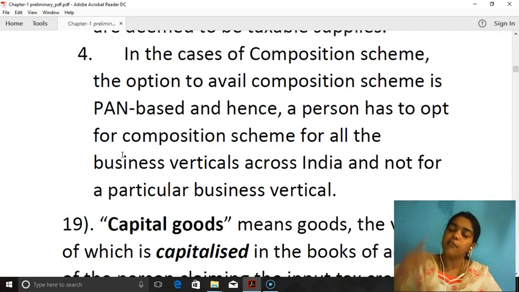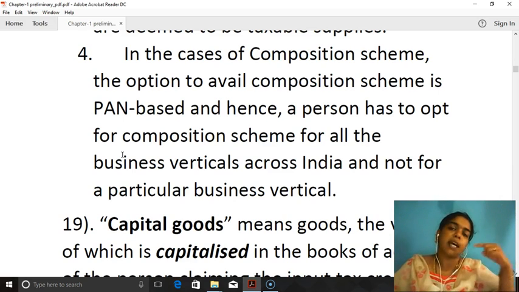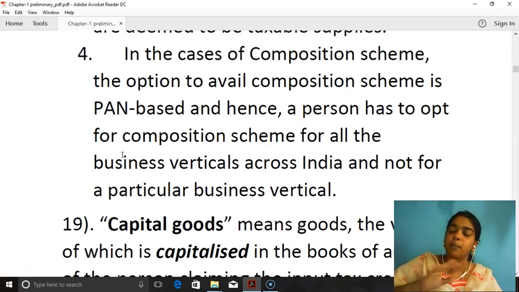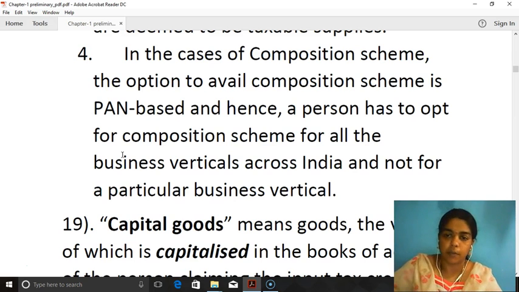If you apply composition scheme for one business vertical, then automatically you have to apply composition scheme for the other business verticals. If you apply normal scheme for one business vertical, then you have to apply only normal scheme for the other business verticals. You cannot have a mix and match. You cannot say that I will go for composition scheme in one business vertical and normal scheme in another. It is not possible. You have to be uniform as far as composition scheme is concerned. Either everything should be composition scheme or everything should be in normal scheme.